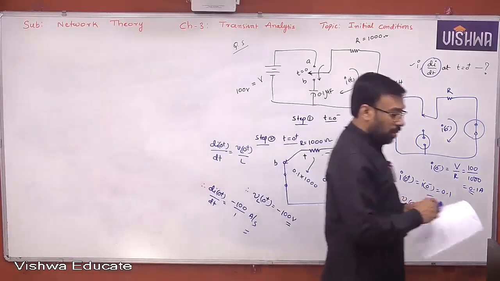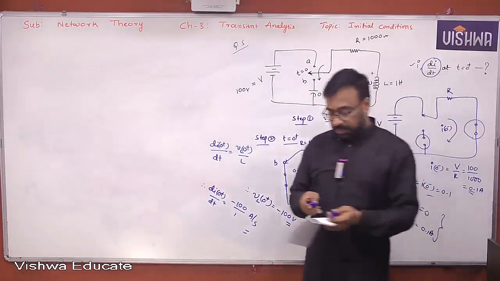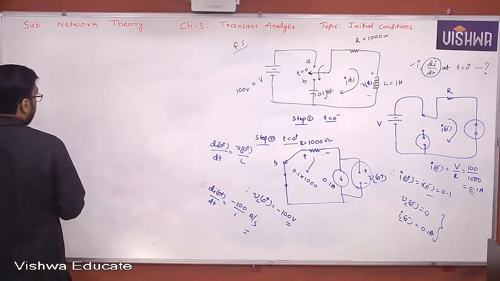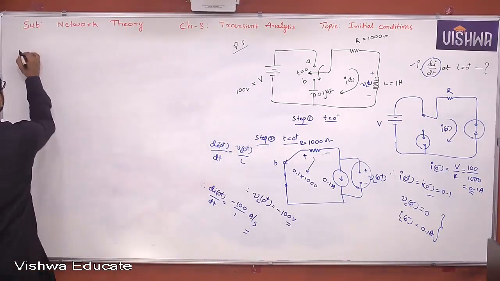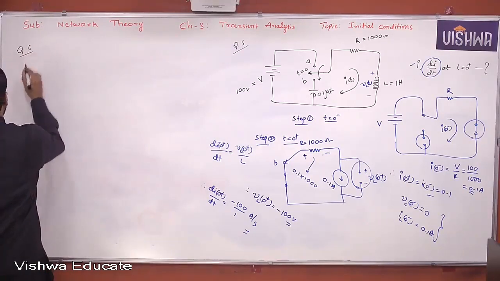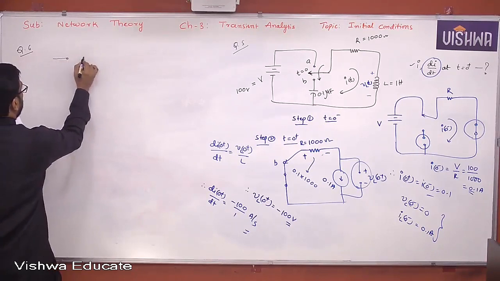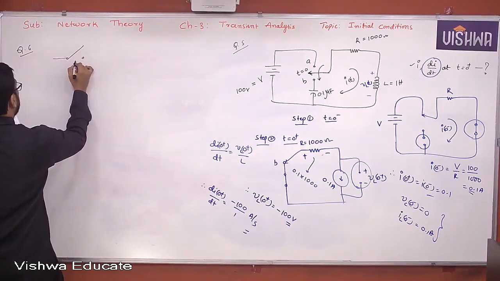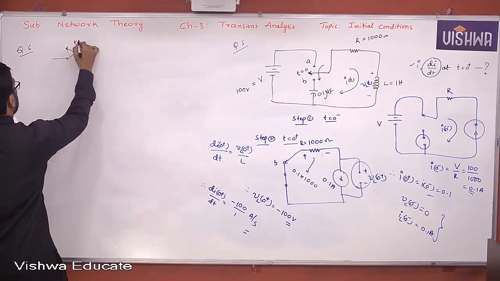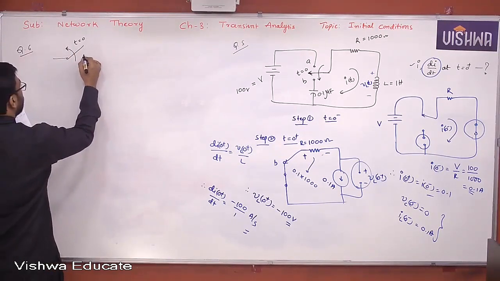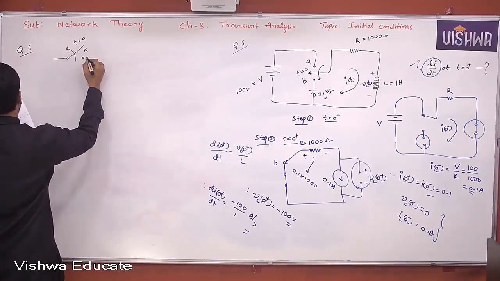Now, let's go for another problem. Question number 6. Classroom workbook, question number 6. Find Vk and dVk by dt at t equal to 0 plus.